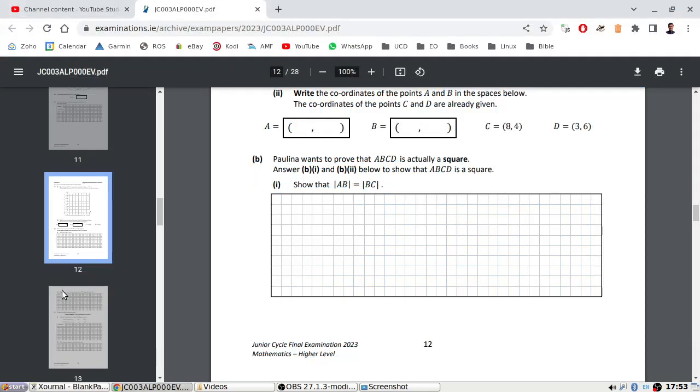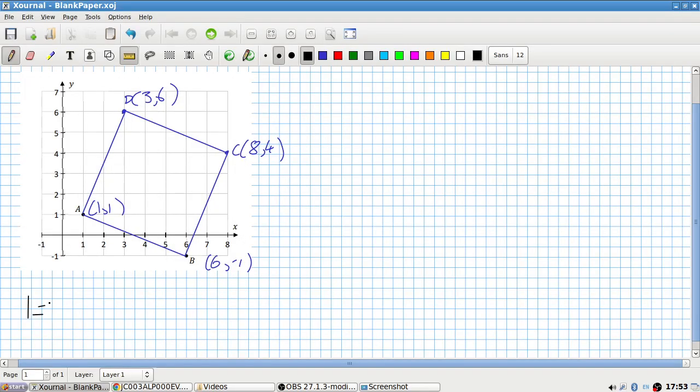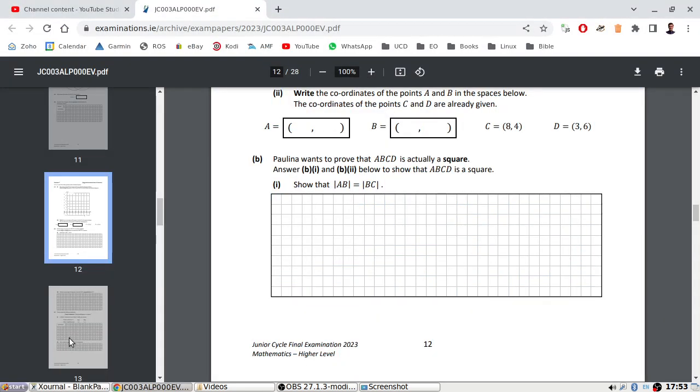So we want the length of AB. Using the distance formula, AB: 1 minus 6 is minus 5, squared is 25. 1 minus 1 is 2, squared is 4, so that's root 29. And then CD, isn't it? No, BC.